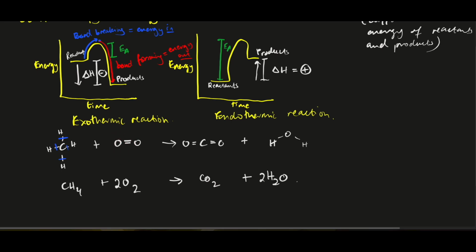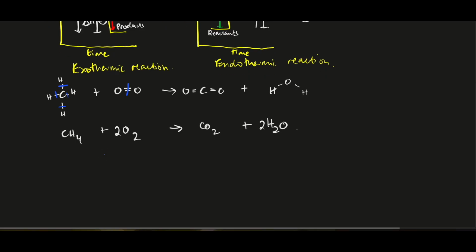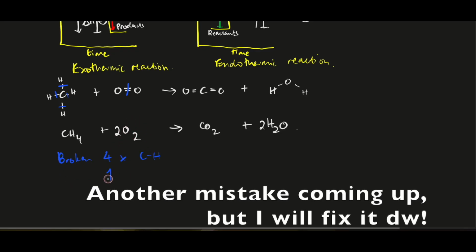Okay, now we're going to be breaking in O double bond O. So in total we have broken 4 CH bonds. We have broken 4 times the CH bond, and we have broken also 1 times the O double bond O bond.